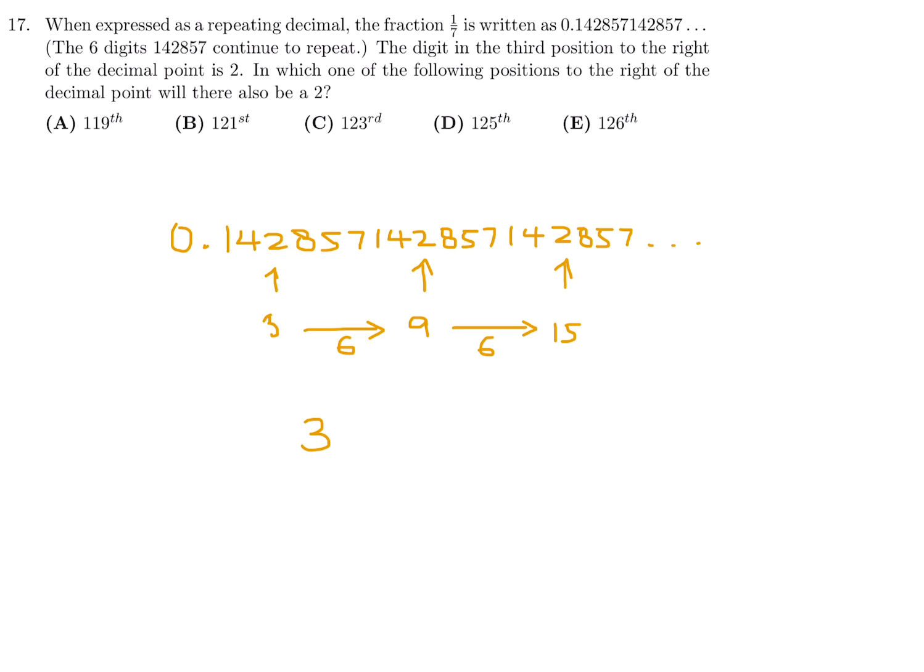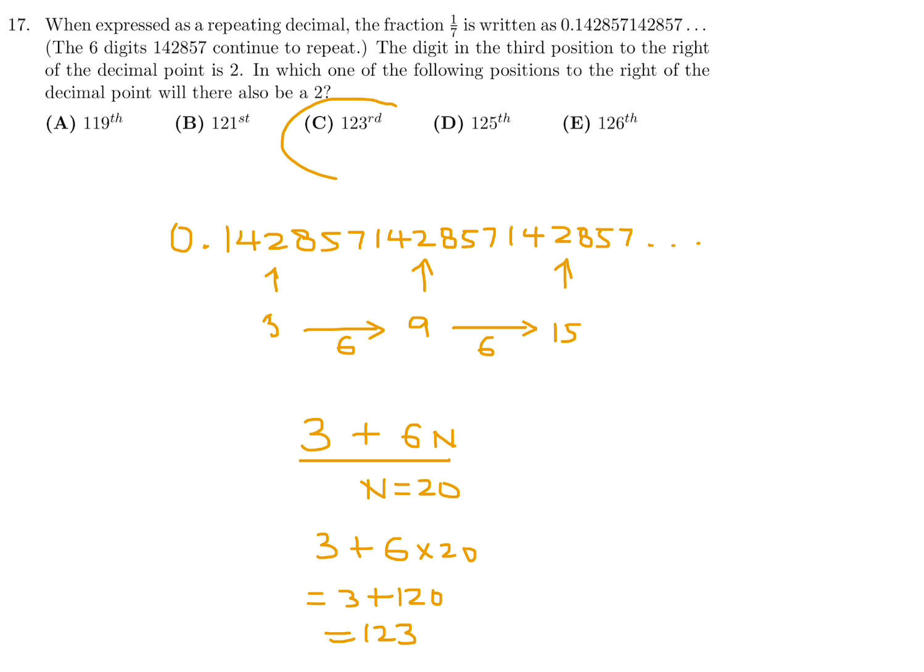So that means that all the 2's are in the position of the form 3 plus 6n, right? So we have to now figure out which one of those numbers is in this form. And you can just do that in your head or in a calculator. When n equals 20, for example, this becomes 3 plus 6 times 20, and that is 3 plus 120, which is 123. So the only one in this list that is of this form is the 123, which is choice C for number 17.